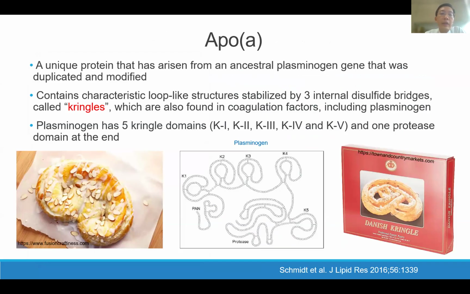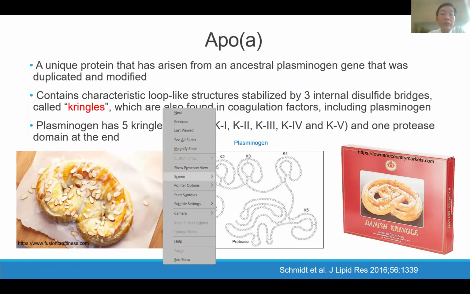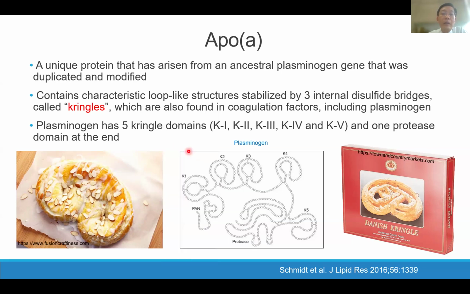Apo(a) is a unique protein that has arisen from the plasminogen gene, and that was further duplicated and modified. It contains characteristic loop-like structures that resemble what we call kringles. Kringle, this word came from a Danish pastry. The kringle has 3 internal disulfide bonds, and these kringle domains are usually found in several coagulation factors, including plasminogen. If you look at the structure of plasminogen, you can see that it has 5 kringle domains and also 1 protease domain at the end.